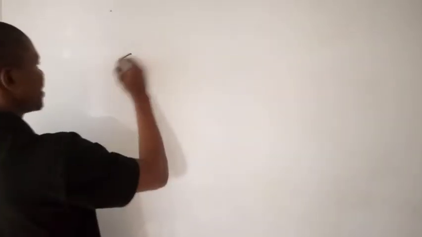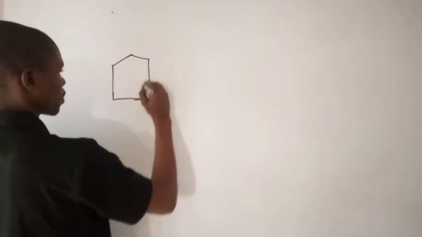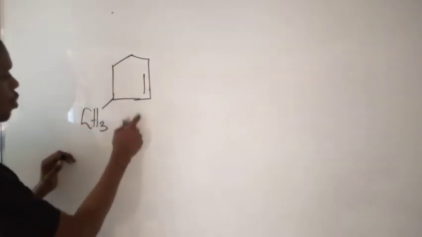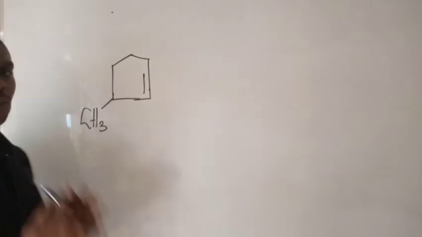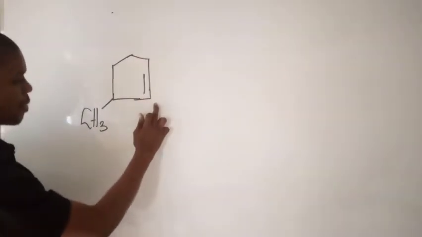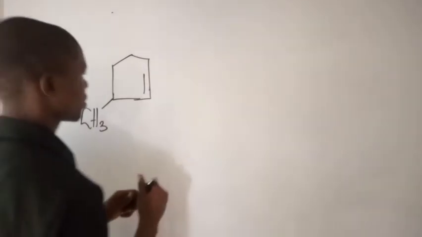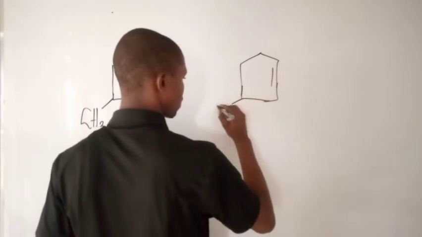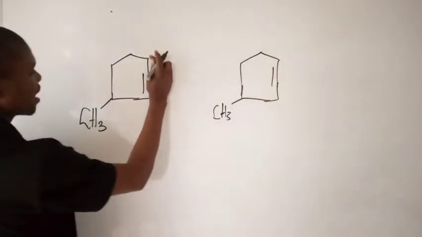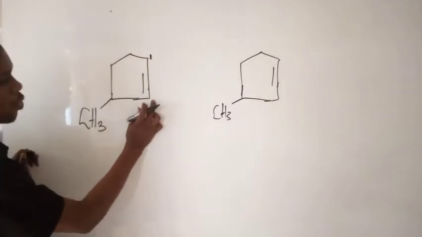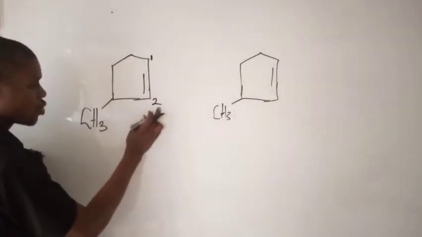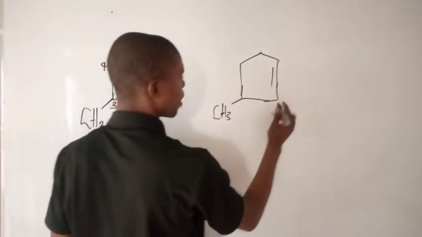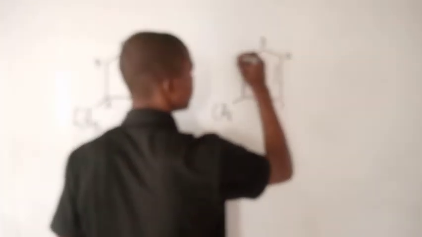Now what if I have something like this, CH3? What will be the name? I want you to understand that either here or here can be my carbon 1. So I want to write this two times. If I take here as my carbon 1, definitely here is my carbon 2, then carbon 3, 4, and 5. Now if I take here as my carbon 1, then 1, 2, 3, 4, 5.